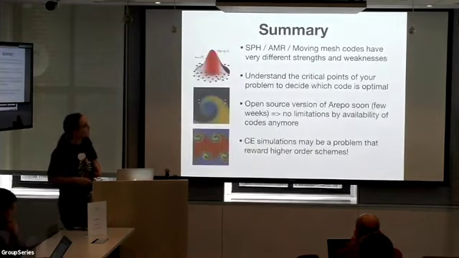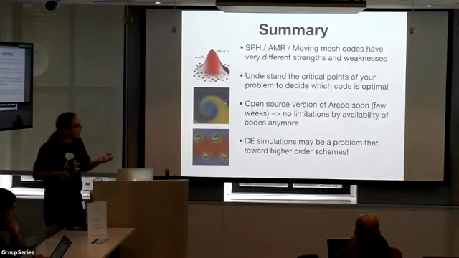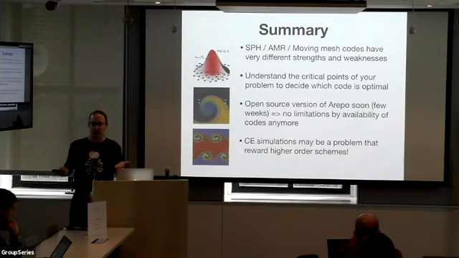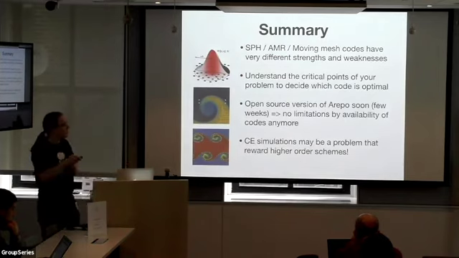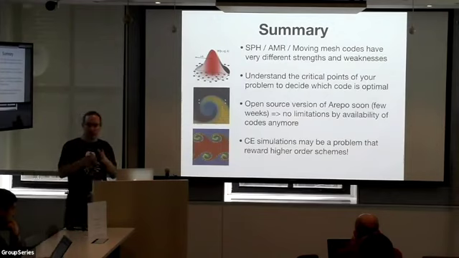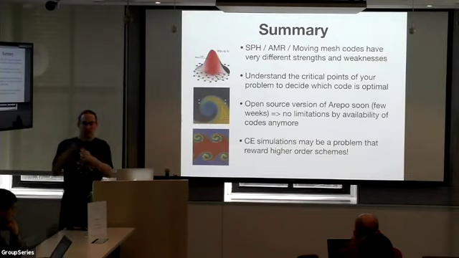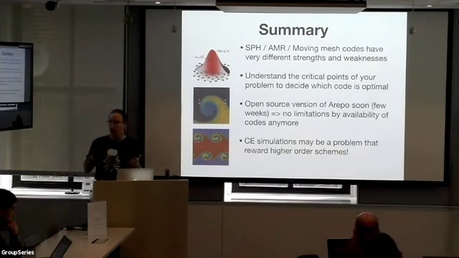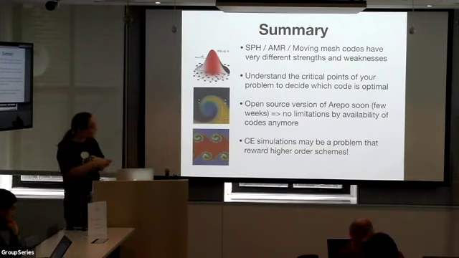Okay, so this already brings me to my summary. I hope I could show you that the different codes actually have very different numerical properties, very different strengths and weaknesses. And in general, if you run a simulation with two very different codes and get quantitatively similar results, then you can probably trust these results much more than if you would do this with just one type of scheme or one type of code.